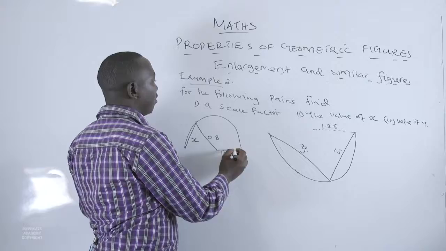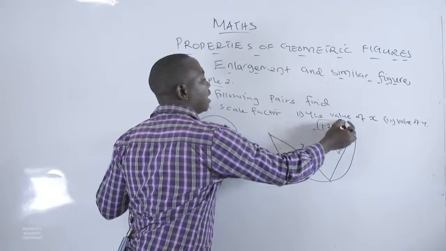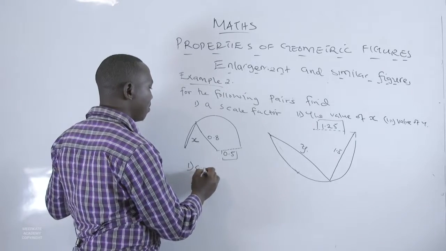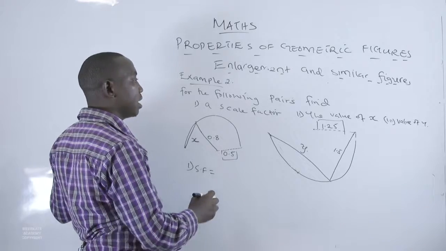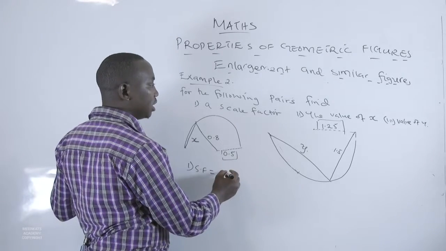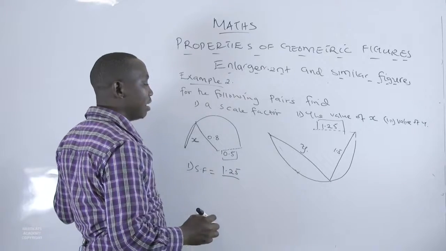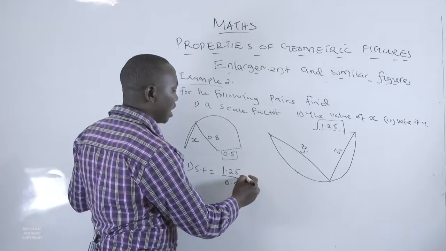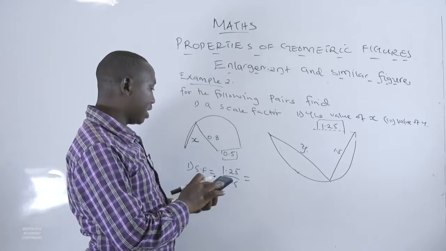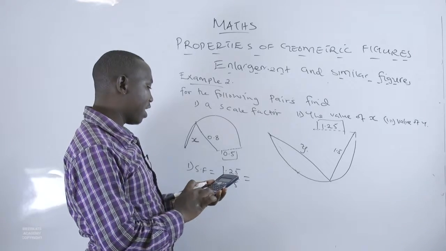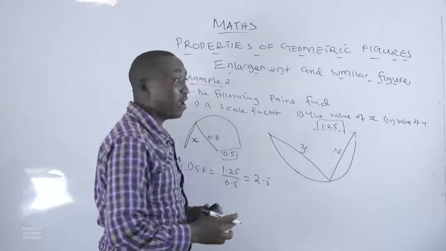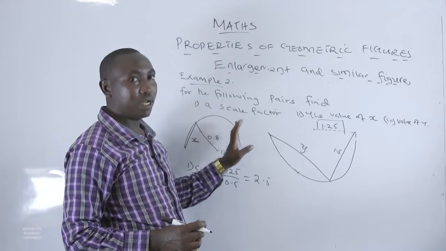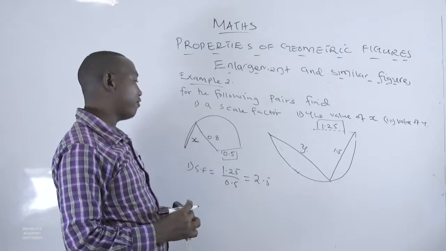To get the scale factor, we are going to use the pair where we have both the image length and the object length. Therefore the scale factor is going to be equal to the image length, which is 1.25, divided by 0.5, which is the object's length. And 1.25 divided by 0.5 will give us 2.5. So the scale factor that was used in transforming the object to the image is 2.5.